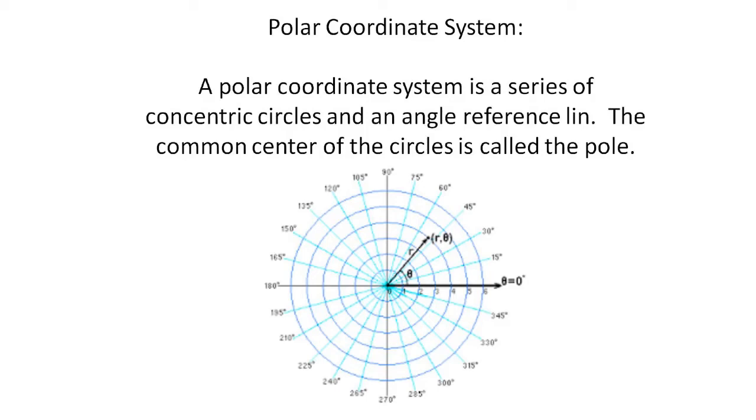Our new lesson will be on polar coordinate systems. Now, for the polar coordinate system, we see that it is a series of concentric circles and an angle reference line. The common center of the circles is called the pole. So here what we are used to seeing as the origin will now be referred to as the pole. So be careful with that.